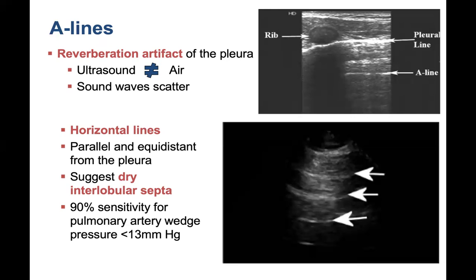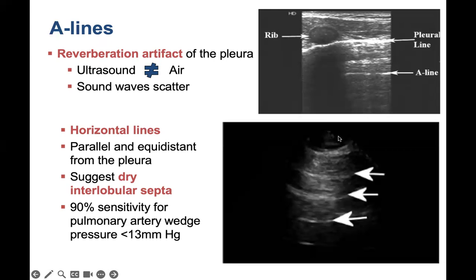So A lines are horizontal lines. They are parallel and equidistant from the pleura. And again, this suggests dry interlobular septa. So it tells us that the lung is filled with air. And this is pretty sensitive. This has a 90% sensitivity for a pulmonary artery wedge pressure less than 13. So here, again, this is in a linear probe, and I recommend using the phased array probe, but you can see a rib and a rib shadow. You can see that visceral and parietal pleura. You can start to see some A lines.